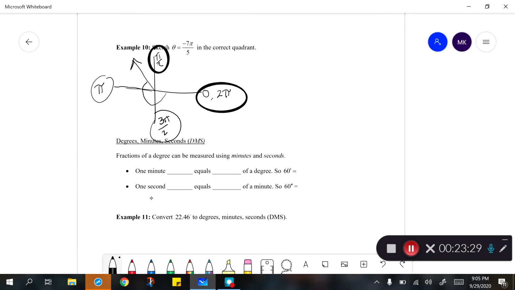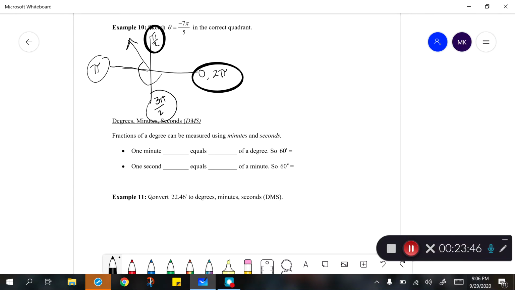This is something I'm going to cover very quickly because, quite frankly, I don't like it. It's not something I find very mathematically useful. It's really only used to give math teachers some unique problems to do. Fractions of a degree can be measured using minutes and seconds. So this is back to degrees; we're not in radians anymore.